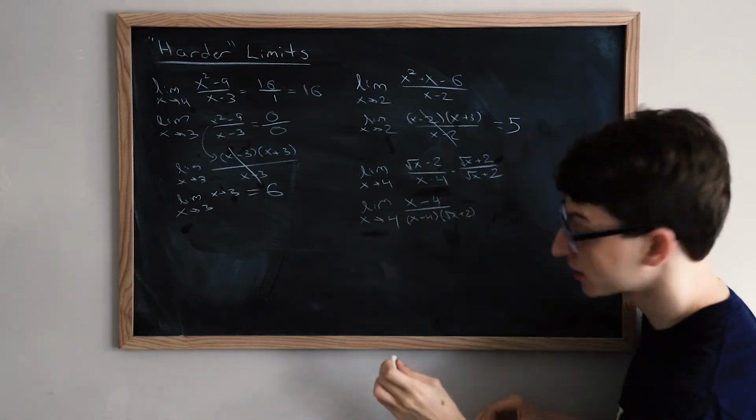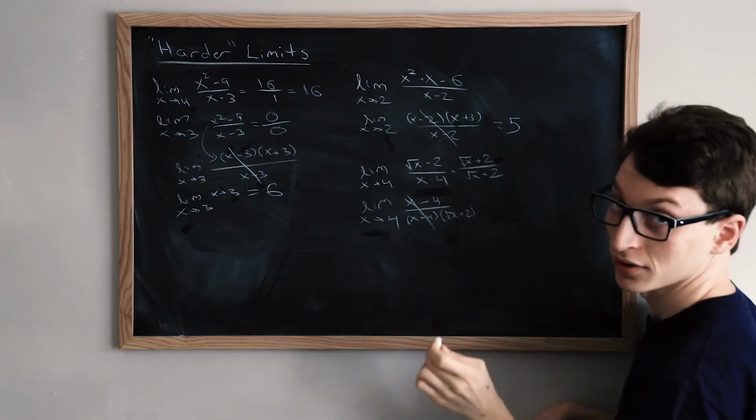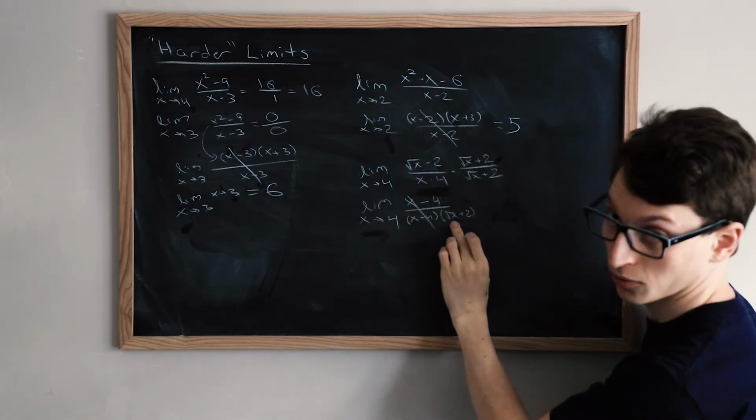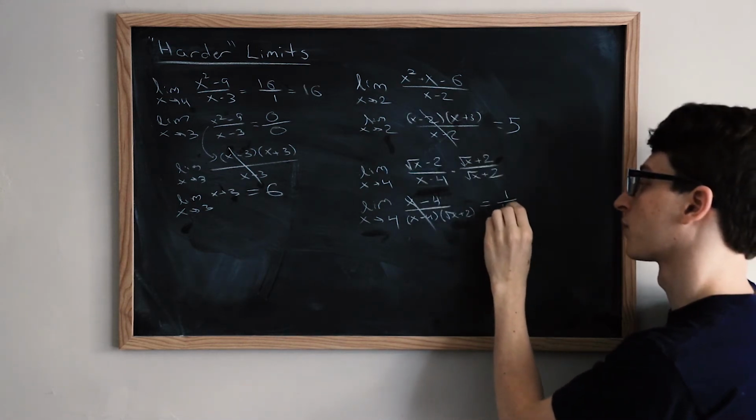Again, we never really have x equals 4, so we can cancel this out. And now we can just plug in 4, so you have 1 divided by square root of 4, which is 2, plus 2, and the limit is 1/4.